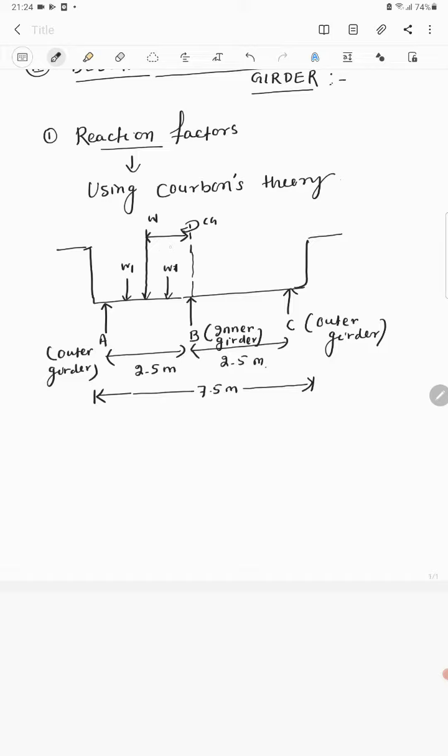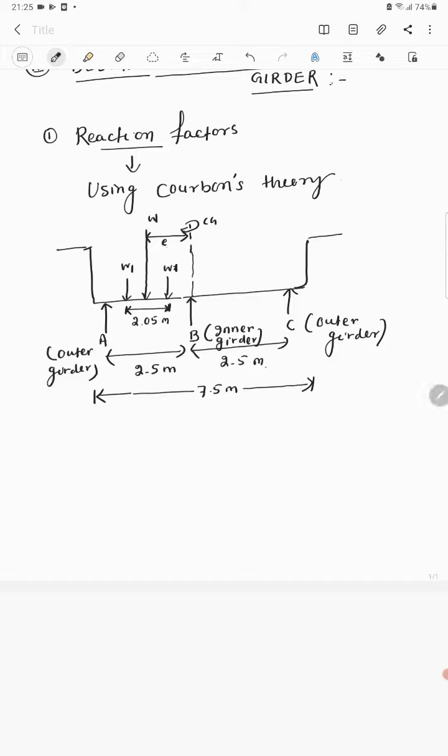So this is the eccentricity. As you know, for the class A tracked vehicle, the distance between the two wheel loads is 2.05 meter, that we have calculated in the design of the slab culvert. We can refer to the design of the slab culvert, where we have calculated this distance between the two wheels as 2.05 meter.